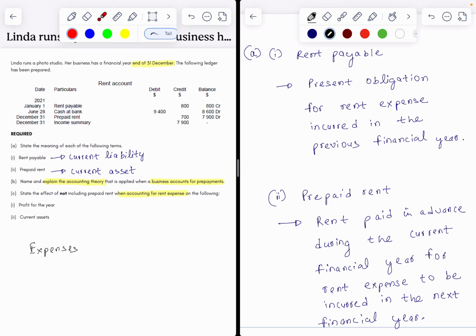All right. Now the requirement in part A is to state the meaning of each of the following terms. So we are starting with the rent payable. So we understand rent payable is a current liability, and the reason it is a current liability is because we have a present obligation for rent expense, which we have incurred in the previous financial year. So in the previous financial year ending 31 December 2020, we had got rent expense, and that amount was $800, as we can see in the ledger account first entry, right?